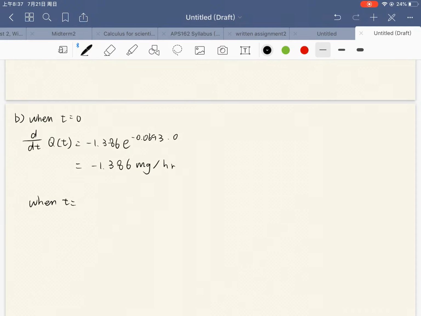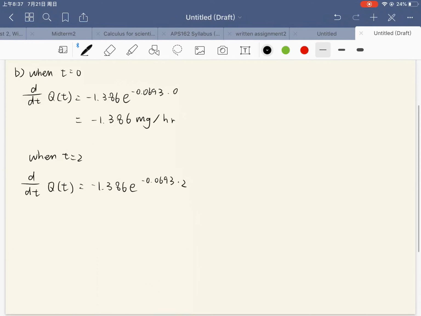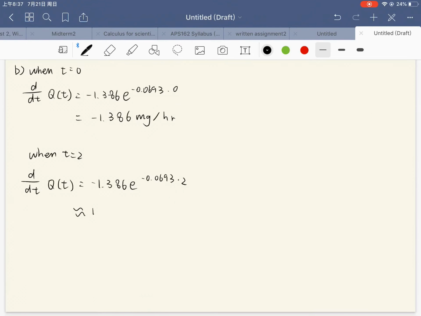Then we do the same for t equals 2. So d over dt of Q of t is equal to negative 1.386 times e to the power of negative 0.0693 times 2. Then we get the final answer, which is approximately negative 1.207 mg per hour, rounding the answer to 3 decimal places.